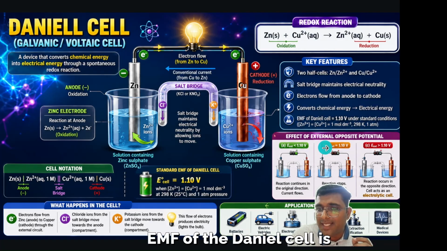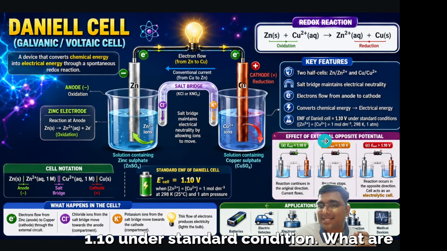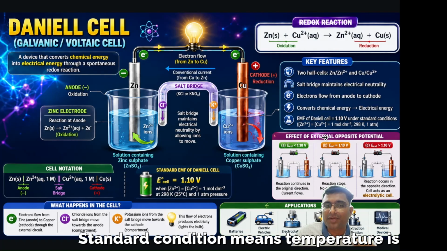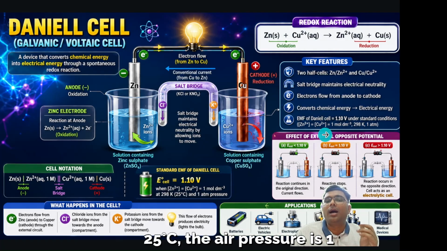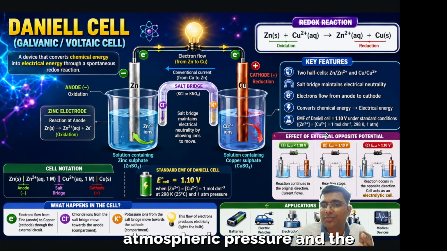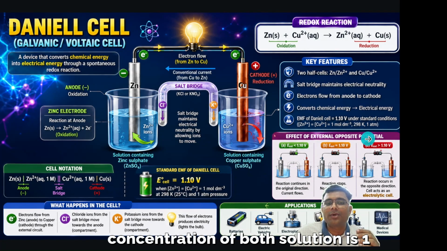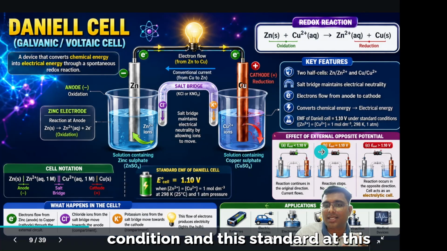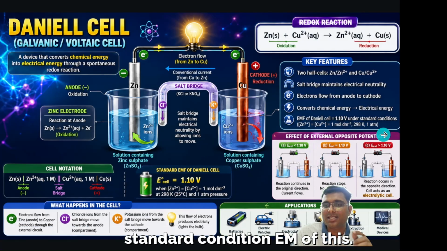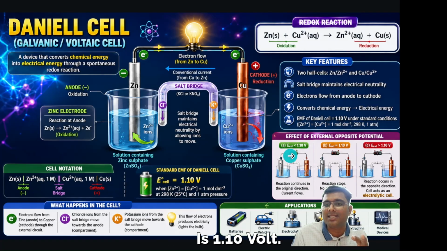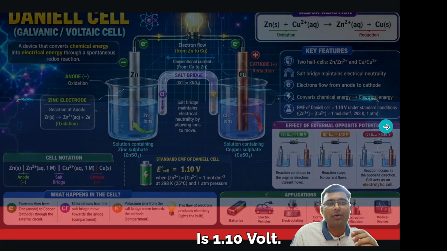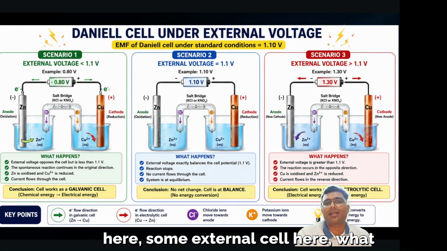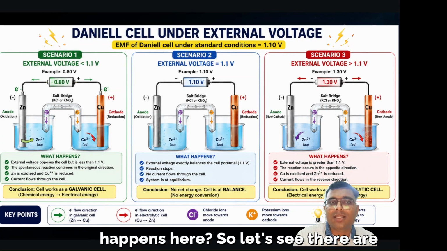The EMF of the Daniel cell is 1.10 volt under standard conditions. What are the standard conditions? Standard condition means the temperature is 25 degrees Celsius, the pressure is 1 atmosphere, and the concentration of both solutions is 1 mole. Okay, so these are the standard conditions, and under these standard conditions the EMF of this Daniel cell is 1.10 volt. So when we add some external battery, some external cell here, what happens?